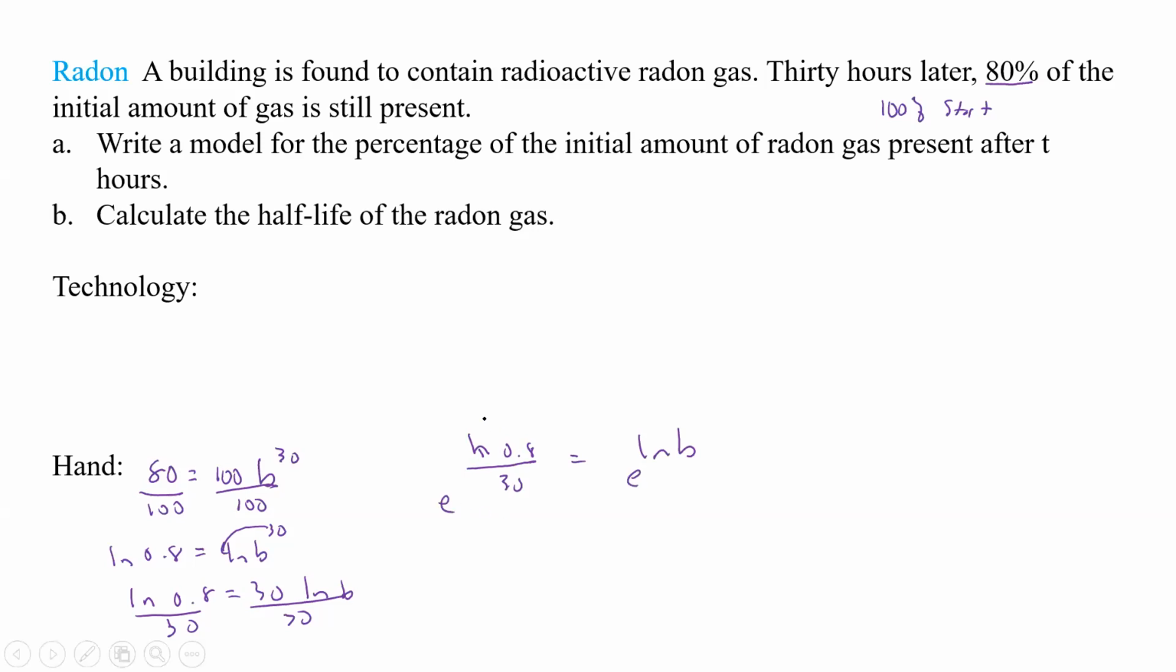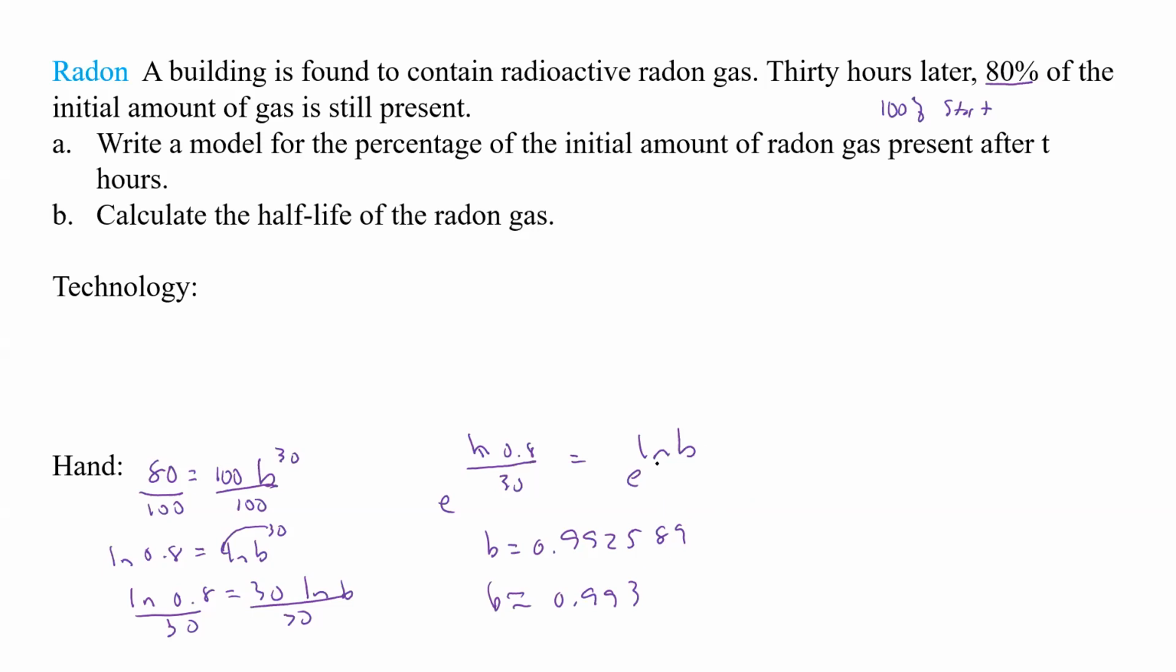And so again, I'll just type that on my calculator here. So I'll have e to the ln of 0.8 divided by 30. And that gives us 0.9925. So that gives us b equals 0.9925, and then 8, 9, and so on. So b is approximately 0.993 if we leave it at 3 decimal places. All right.